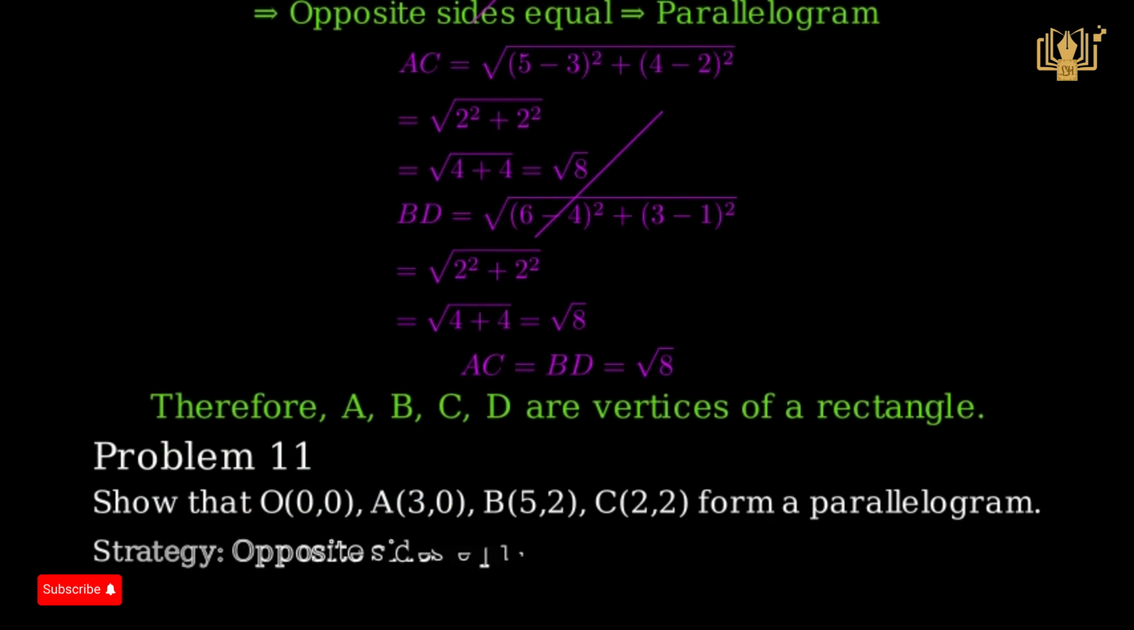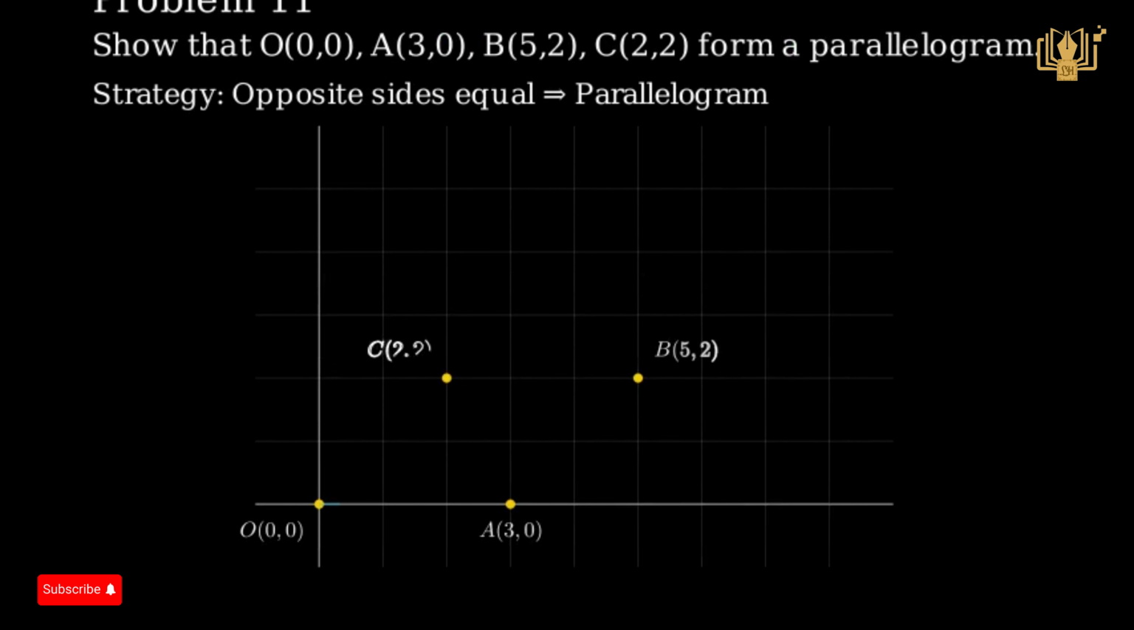Problem 11. Use the distance formula to show that the points O(0, 0), A(3, 0), B(5, 2), and C(2, 2) form the vertices of a parallelogram. We will check that the opposite sides are equal in length. Let's plot these points and draw the quadrilateral OABC.